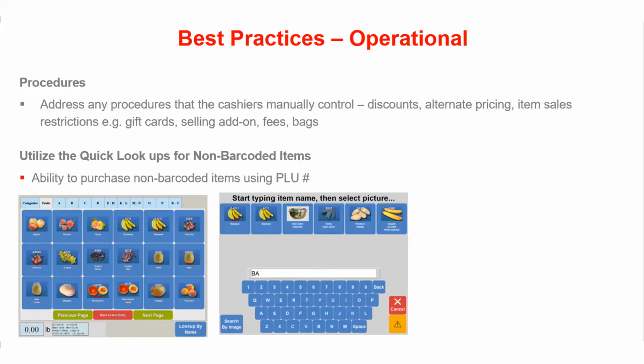It's just as important to make sure your quick lookups are as up to date as it is to make sure your flip charts are up to date for the cashiers. If cashiers are unlikely to remember PLUs, your customers aren't going to remember the PLUs. I did do a webinar on how to add quick lookup items. So if you are utilizing this feature and want more information, you can refer back to that and how to add quick lookups.